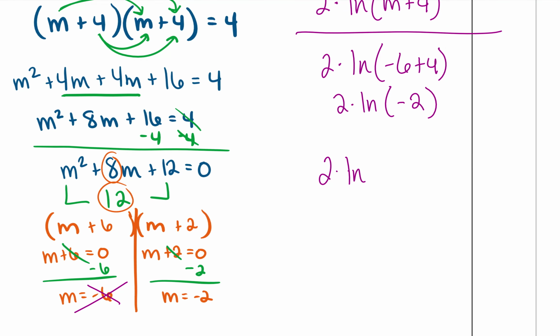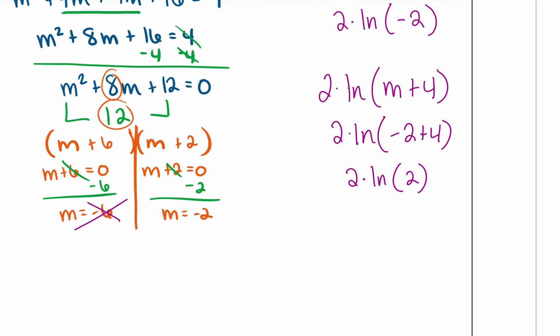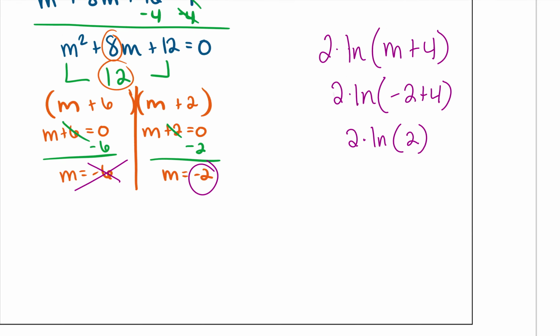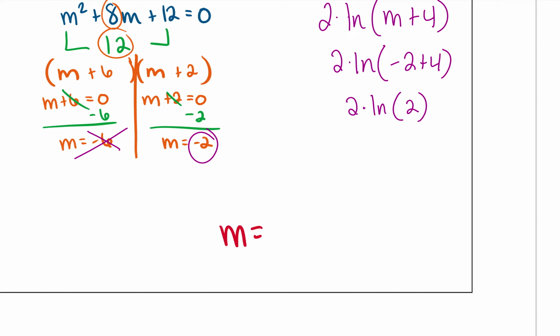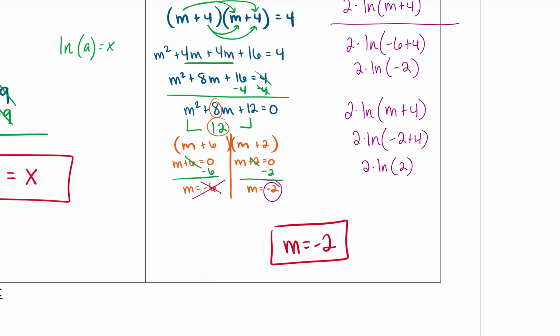Now I try the next one. 2 times natural log m plus 4, 2 times natural log of negative 2 plus 4. That gives me 2. Positive 2, that's okay. So my answer is m equals negative 2. See, just because the answer becomes negative doesn't mean that it voids or cancels out or makes it not valid, okay? So you still have to check it, plug it in, make sure.